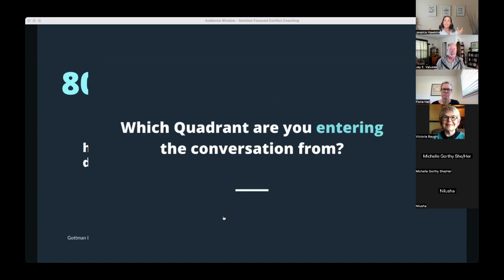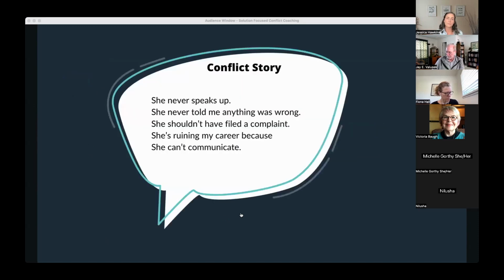So coming back to the quadrants, the question is, what quadrant are you entering the conversation from? What door are you opening when you're beginning a conversation with someone that you have experienced tension or interpersonal conflict with? So when we look back at his initial conflict story, she never speaks up. She never told me anything was wrong. She's ruining my career because she can't communicate. And that was his story, and he was stuck in that story.